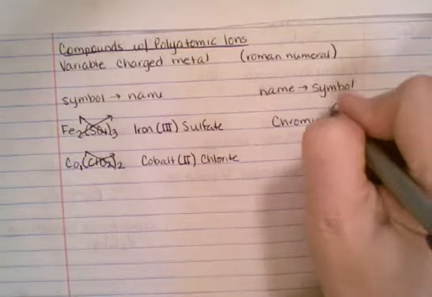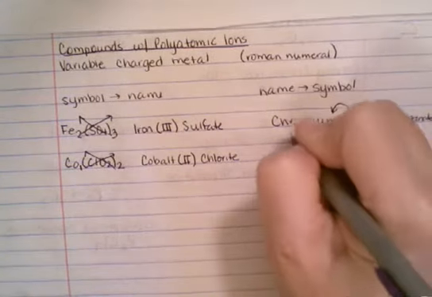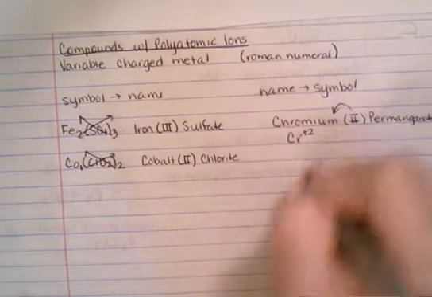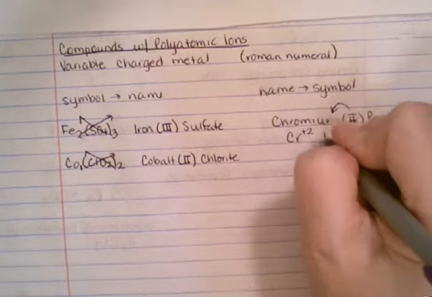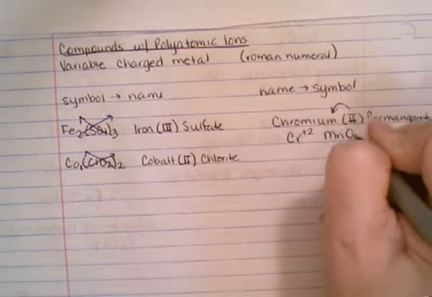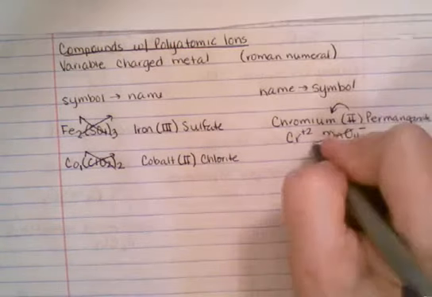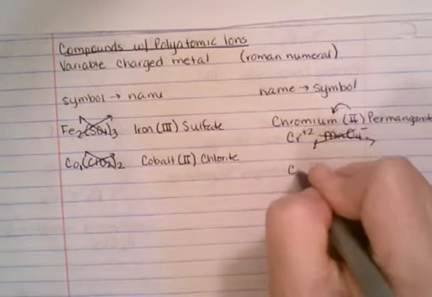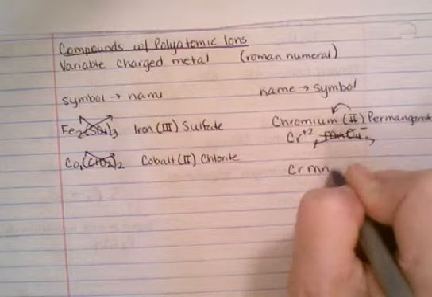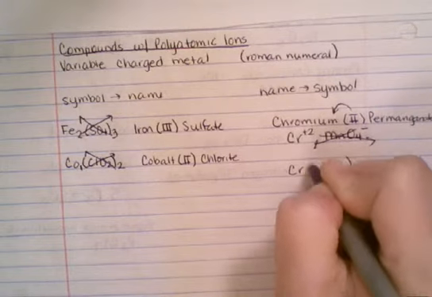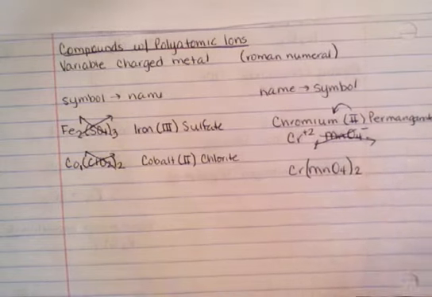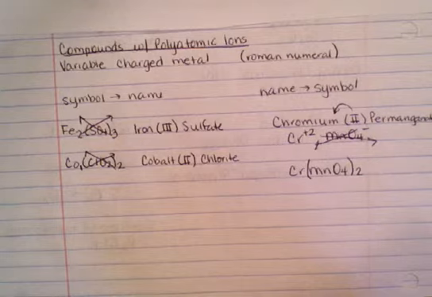Remember, this 2 tells me the charge on the chromium. So I've got Cr plus 2. Permanganate is one of your polyatomic ions that you have memorized by now. It has a charge of minus 1. So they're different, so we're going to crisscross them. Now remember, it's a polyatomic ion, so it has to have parentheses before you put the 2.